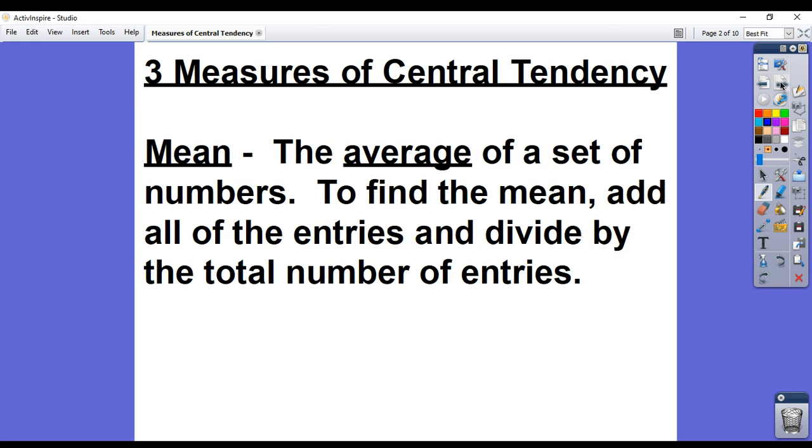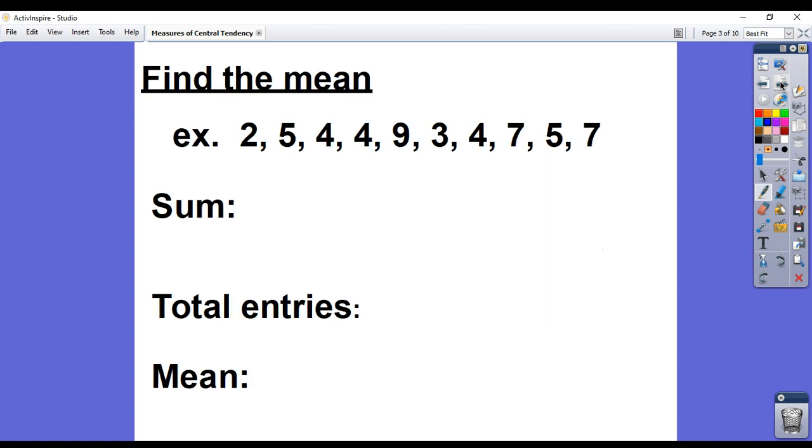The mean is the average of a set of numbers. To find the mean, we'll add all of the entries and divide by the total number of entries. For each measure, we'll have one example with this set of data: 2, 5, 4, 4, 9, 3, 4, 7, 5, and 7. One of the nice things about the mean is we do not need to put it in any particular order. We can just add up all the numbers.